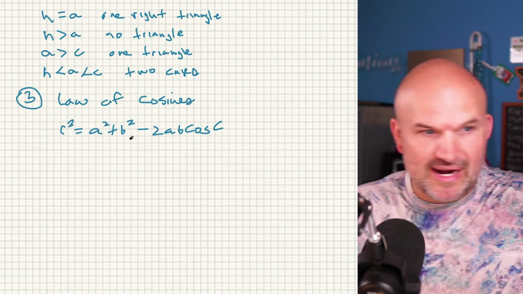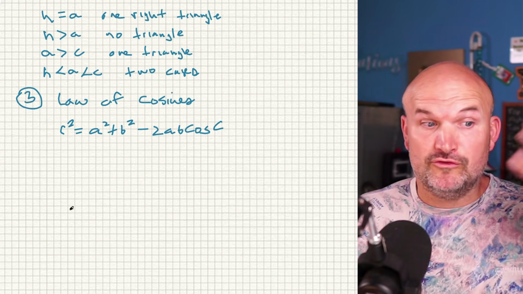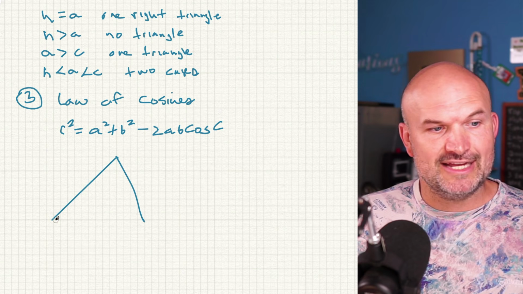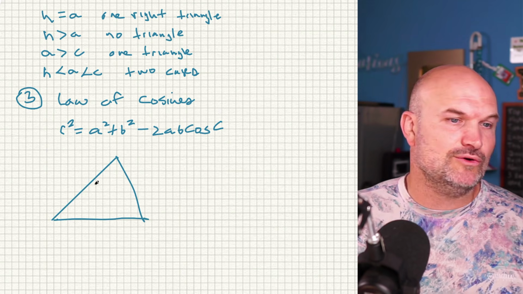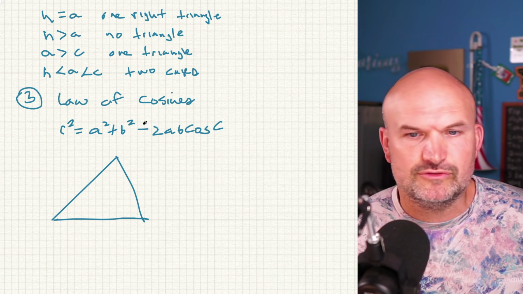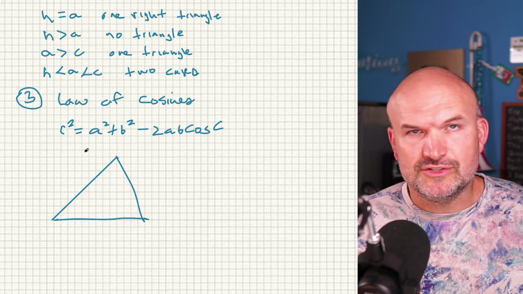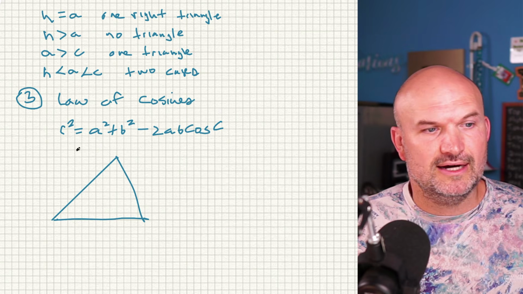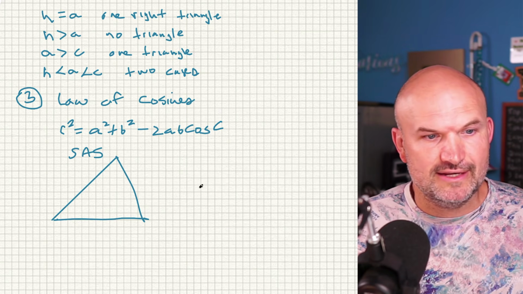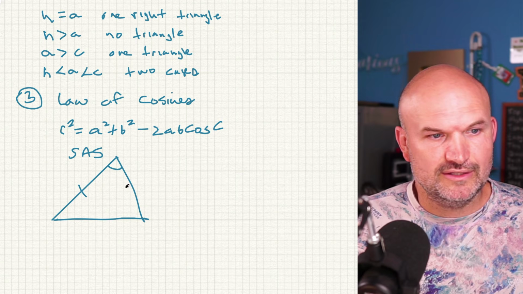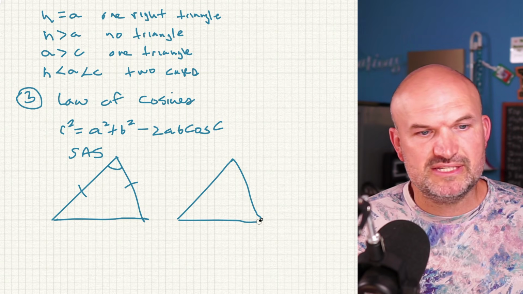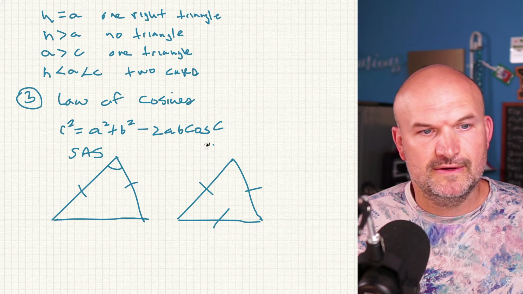Now, you can rearrange this. It doesn't matter what information you're given. Actually, let's go through the types of triangles we could use this for. I'll do that first. The first one would be if we had side, angle, side. So we had a side, an angle, and a side. Or we could also use the law of cosines to find the missing parts if we had side, side, side.